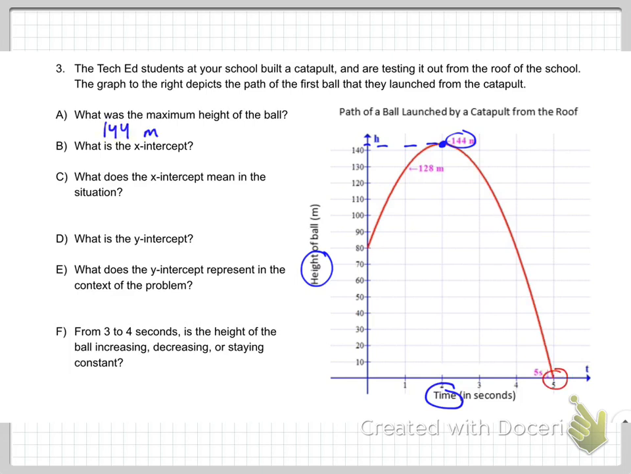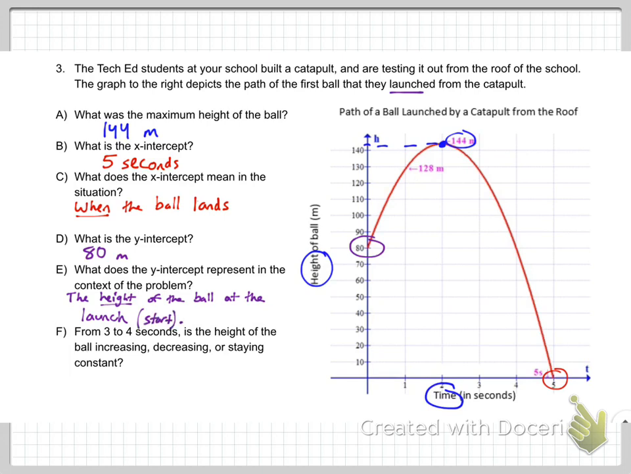The x-intercept is right there. That's 5 seconds. What does it mean? Well, that's when the ball lands. It's not where it lands because the x is time, so it's when it lands. The y-intercept on the y-axis is the height of the ball. Notice I'm looking at the y-axis label again. In other words, that's the launch. That's also, if you put down, that's the roof of the school, how high the roof is, that's a good answer too.